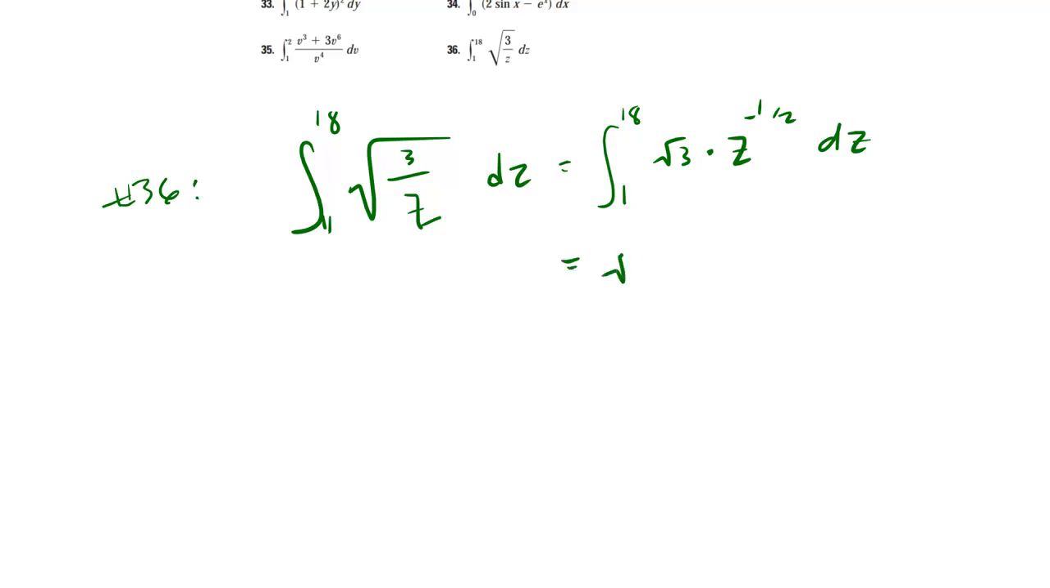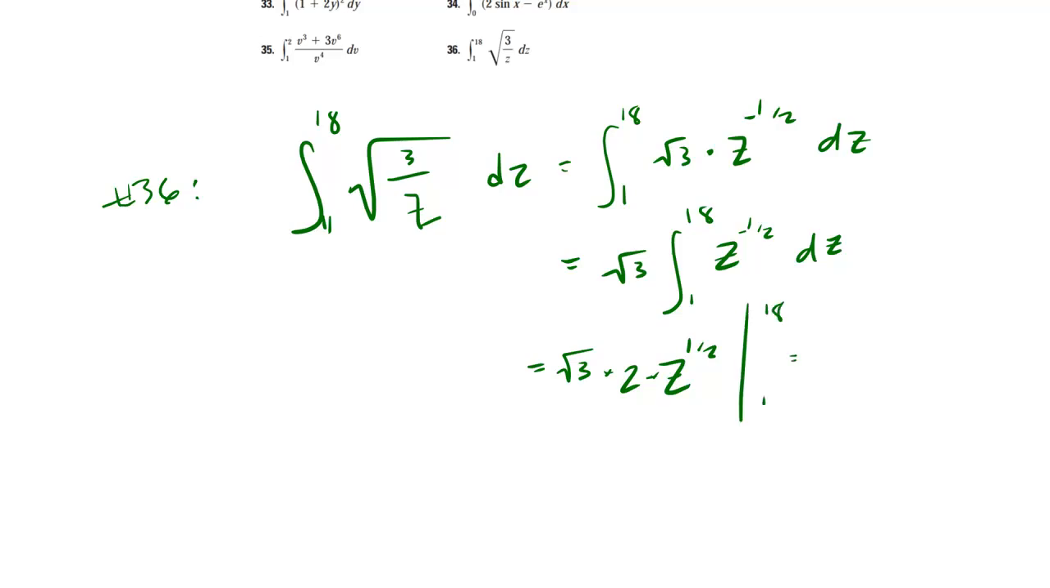Here's a trick that you can recognize. This constant's not going to change anything. Bring it out in front. All right, so what's going to give me negative 1/2 in the exponent when I take a derivative? What would be z to the 1/2 times 2. So this is 2 root 3 times root 18 minus root 1.